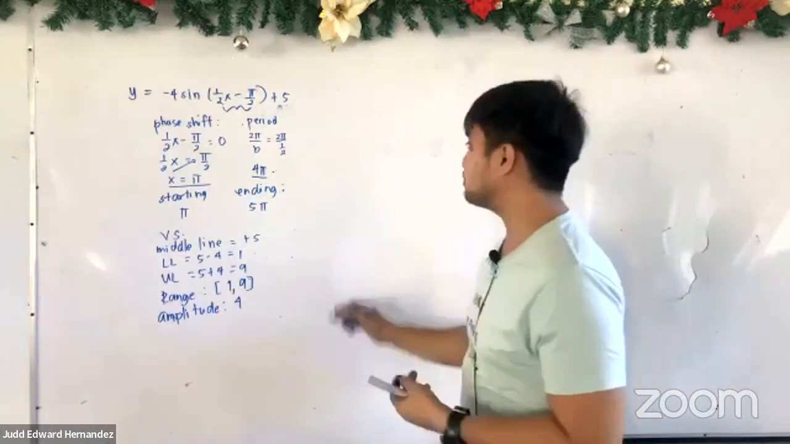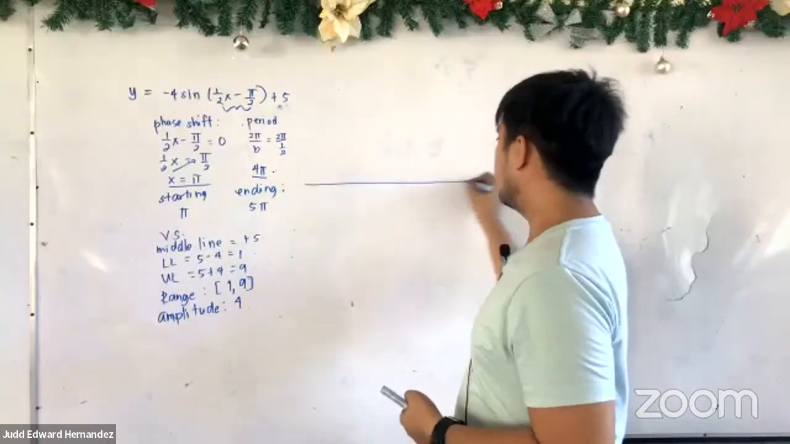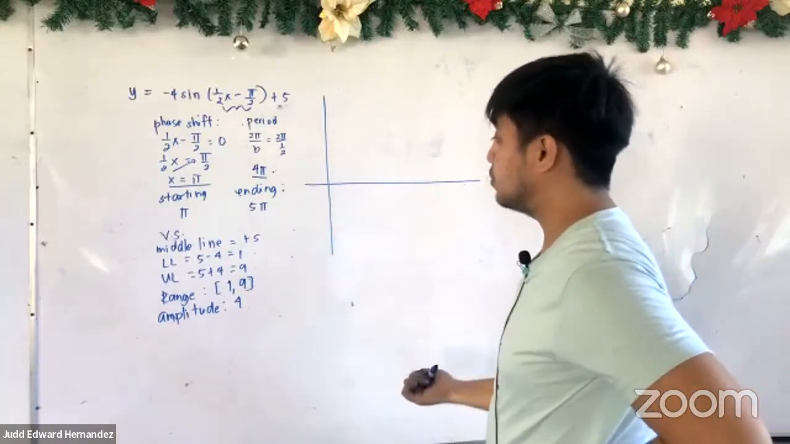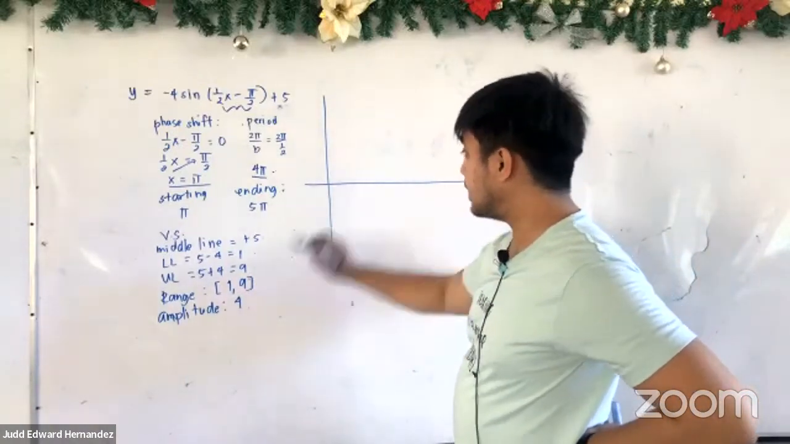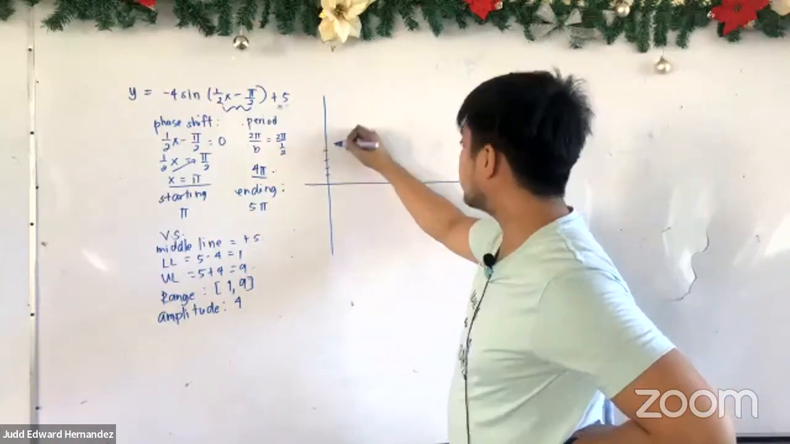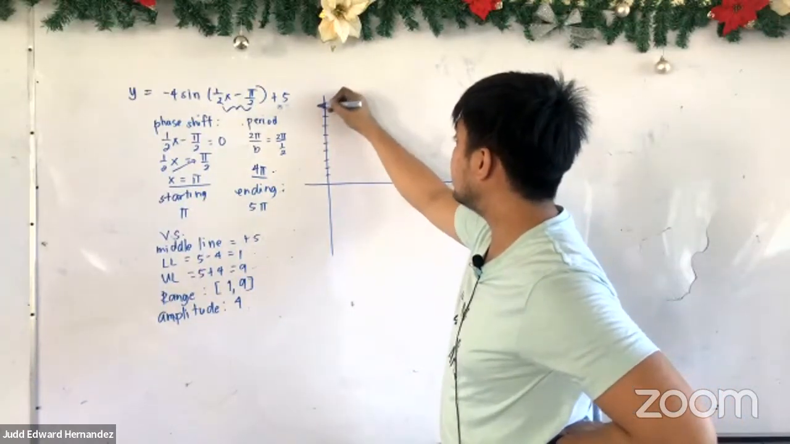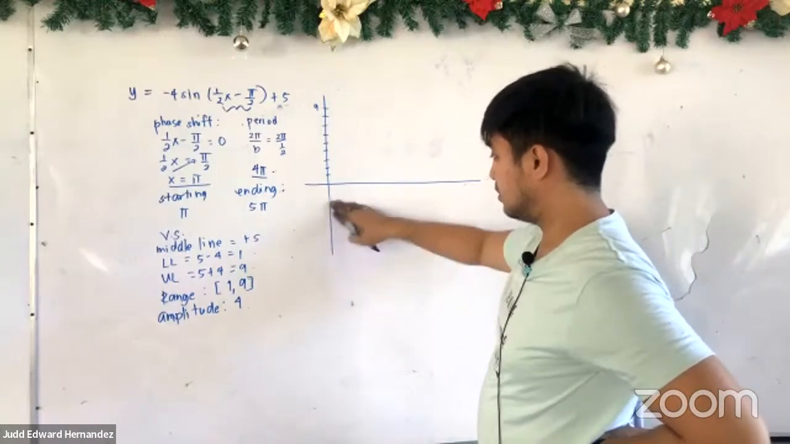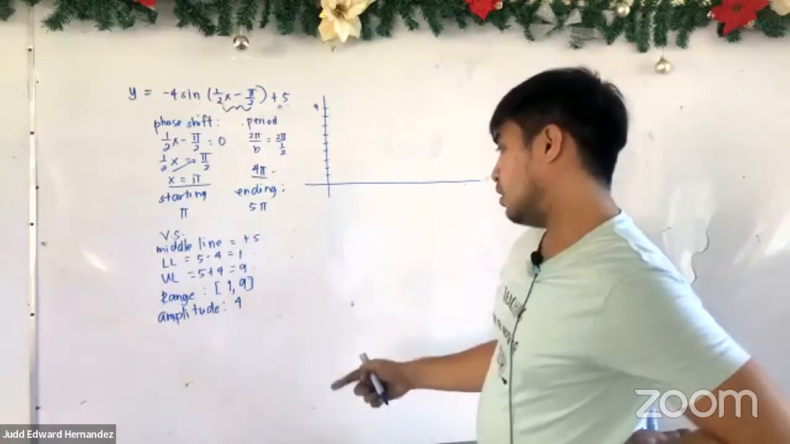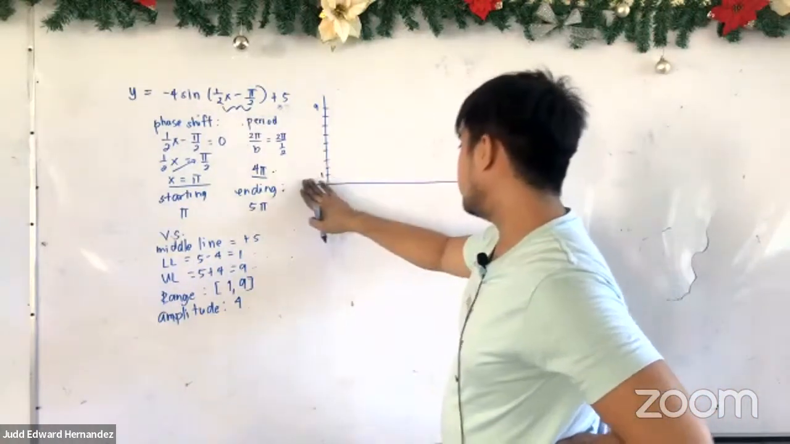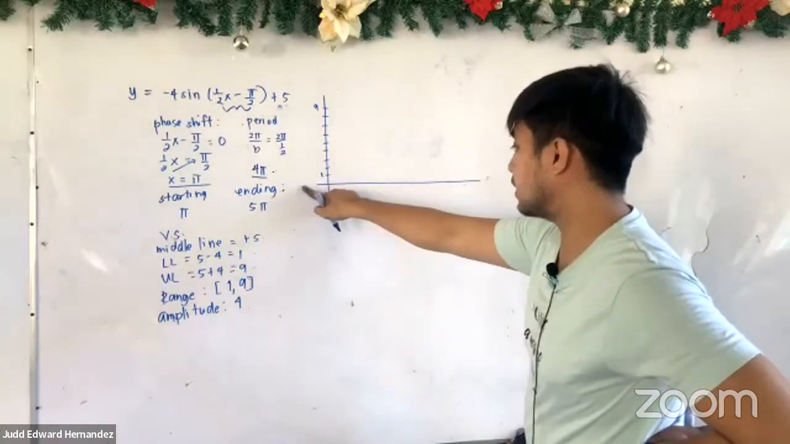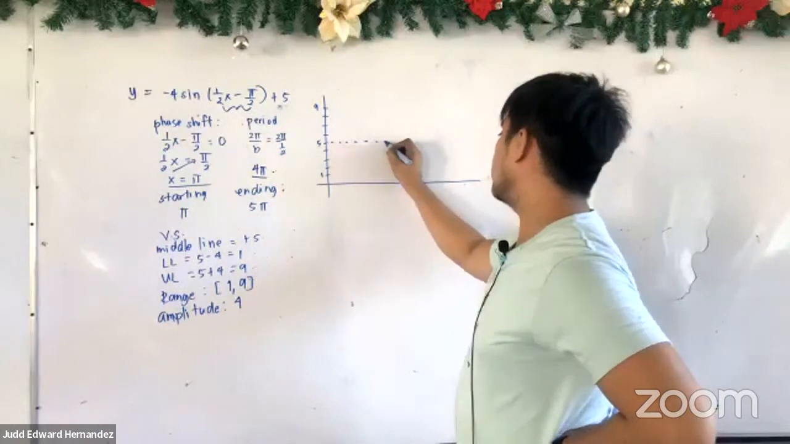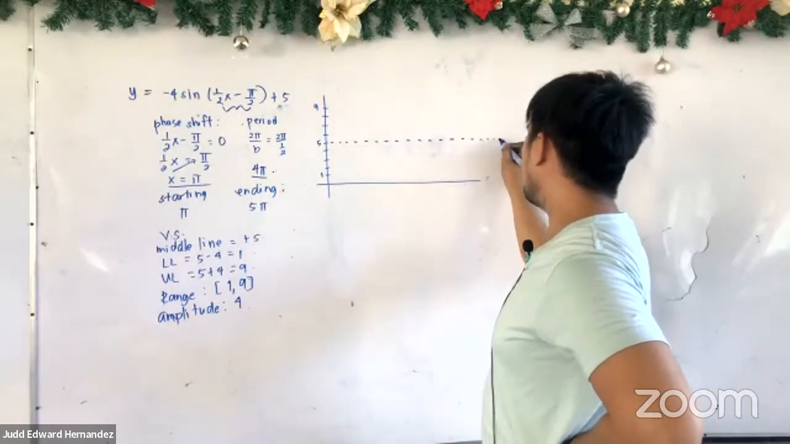Okay, graph na natin. Graph muna natin si y value. So, kay y value, meron daw tayong 9 na pinakamataas. So, that is 1, 2, 3, 4, 5, 6, 7, 8, 9. This is the upper limit. Wala tayong lower limit na negative. So, lower limit is 1. What is our middle line? Our middle line is 5. Draw a dash line to denote our middle line.